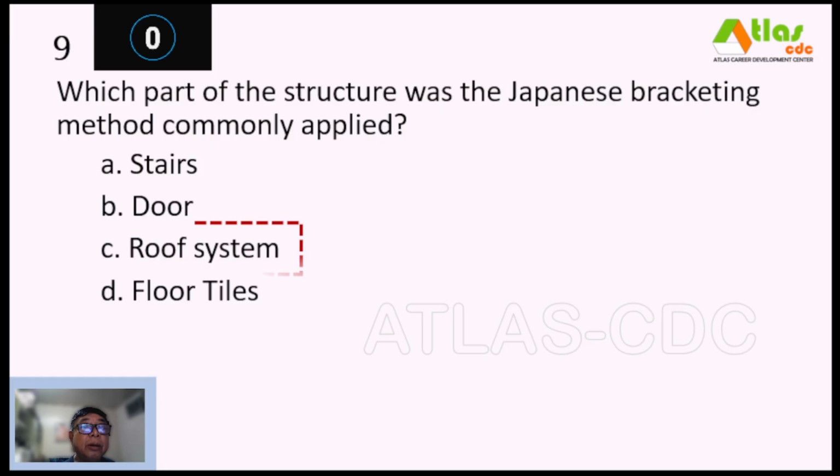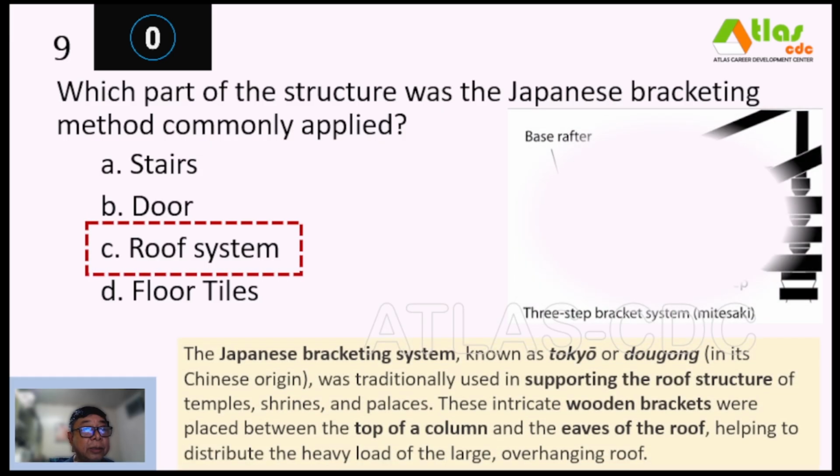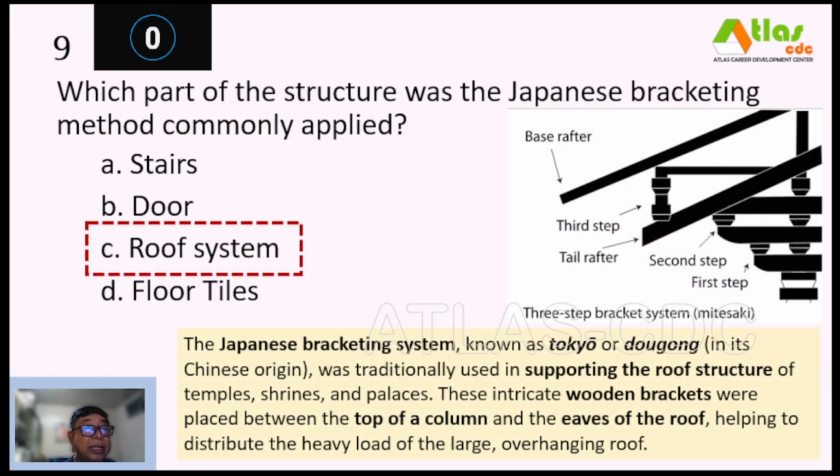And our correct answer is letter C, roof system. So the Japanese bracketing system, known as Tokyo or Dougong in its Chinese origin, was traditionally used in supporting the roof structure of temples, shrines, and palaces. These intricate wooden brackets were placed between the top of a column and the eaves of the roof, helping to distribute the heavy load of the large overhanging roof.